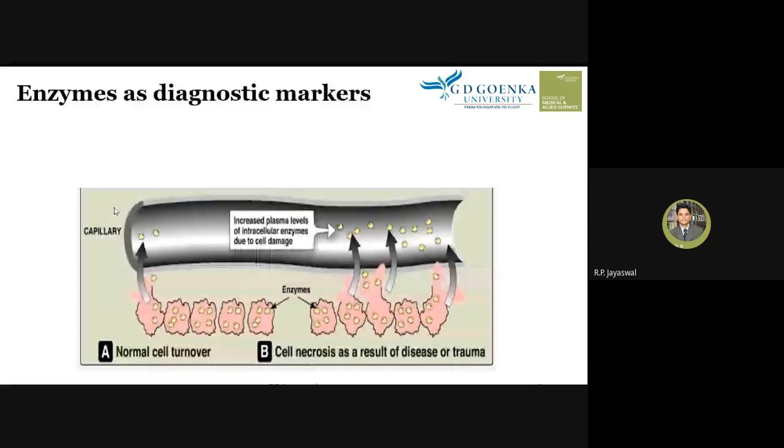Next, we can see here this image, which shows the normal cell turnover, and this is the cell which is showing necrosis. So this is normal cell turnover, and this is cell necrosis. What is normal cell turnover?